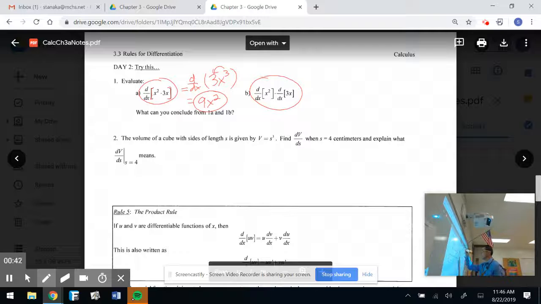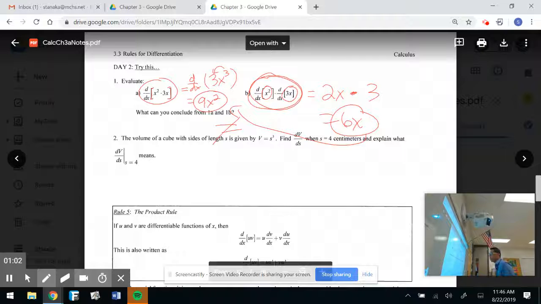Now, would it work if I split them up? Remember, for addition and subtraction, we could split those up. Can I do that for multiplication? Let's check. If I can, I'll get the same answer. The derivative of x squared is 2x, and let's multiply that by the derivative of 3x, which is 3, and I get an answer of 6x. Did I get the same answer? No way, Jose. So you cannot do it. We cannot distribute that derivative function in like that.